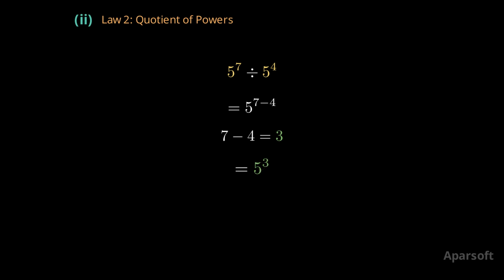Great work on part 1. Now part 2, same base 5, but this time we are dividing. Law 2 says subtract the exponents. Both bases are 5. Same base division, so we subtract. We write 5 to the power 7 minus 4. 7 minus 4, that is just 3. Clean and simple, 5 cubed.